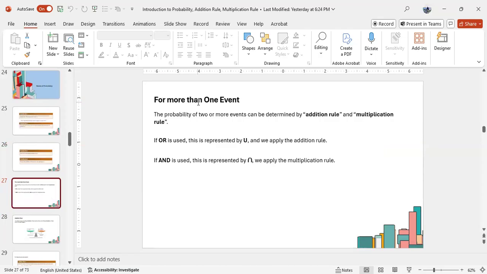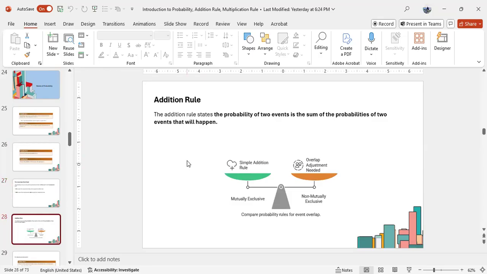Whenever we have more than one event, the probability of 2 or more events can be determined by the addition rule and multiplication rule. If OR is used, this is represented by this symbol and we apply the addition rule. If AND is used, this is represented by this symbol and we apply the multiplication rule. Remember, OR stands for addition rule and AND stands for multiplication rule.